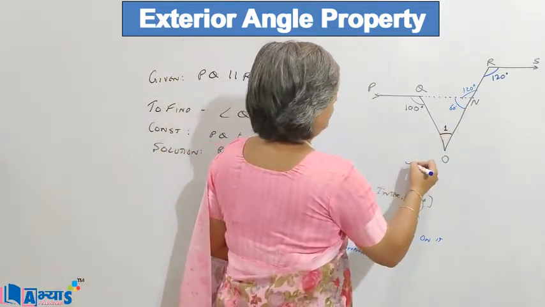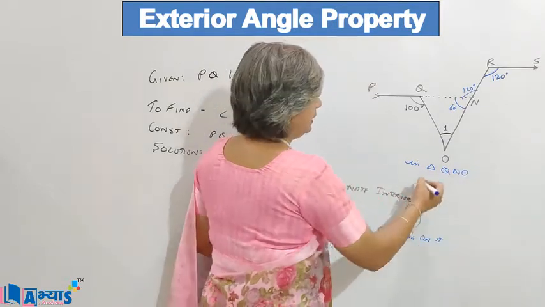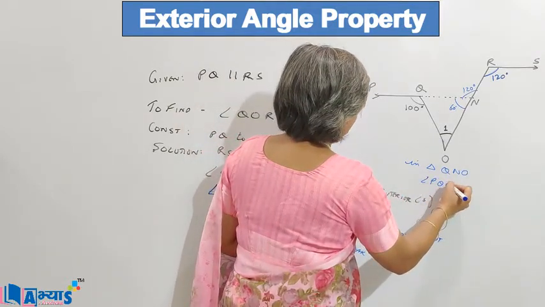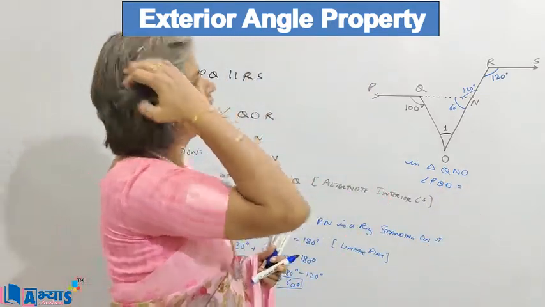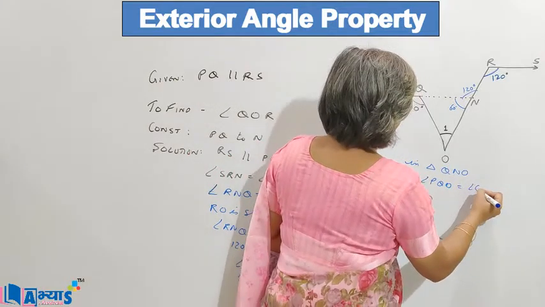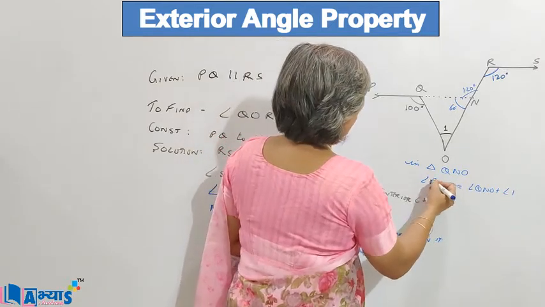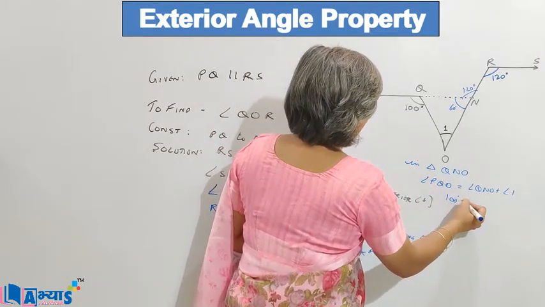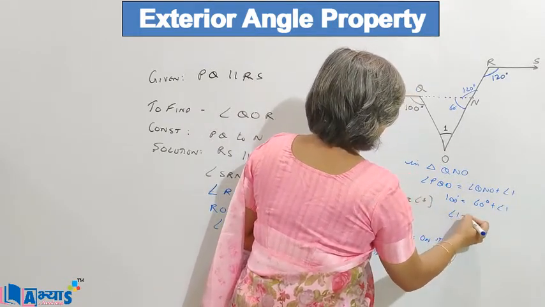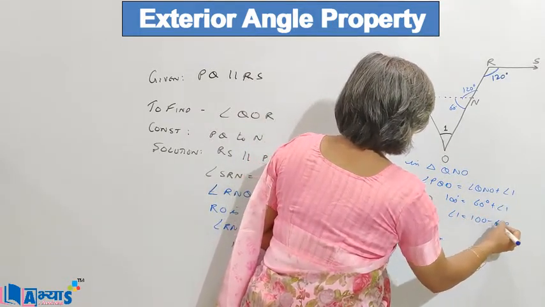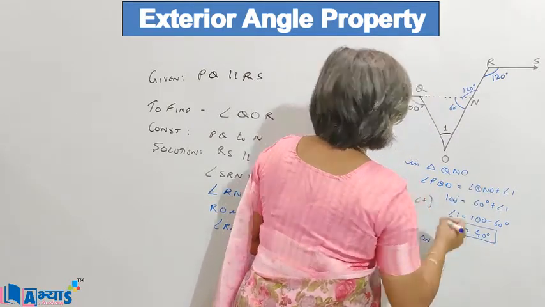Now in triangle QNO, the exterior angle PQO is equal to the sum of interior opposite angles. That means angle QNO plus angle 1. We know that angle PQO is 100 degrees and QNO is 60 degrees. So angle 1 is equal to 100 minus 60 degrees, that is 40 degrees. So we can say that angle 1 is equal to 40 degrees.